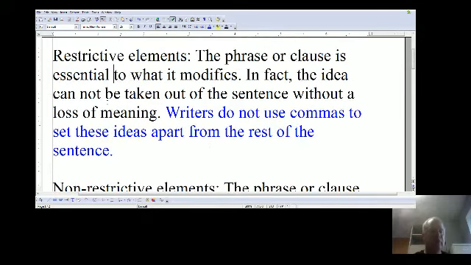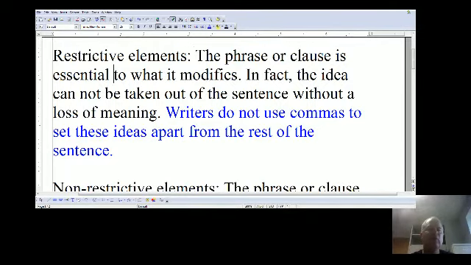Okay, so let's look at the definitions one more time. Keep it really simple. Now, if you guys have any questions, if you want to post a sample sentence in the comments, in the chat, you can do that. And I will tell you whether or not you're writing the sentence with correct punctuation.